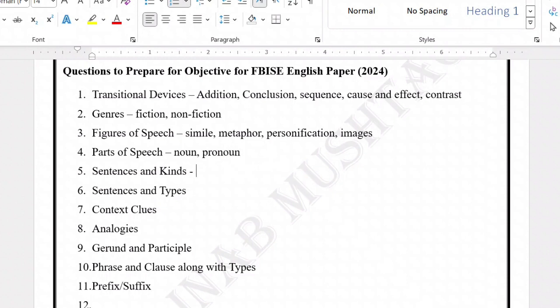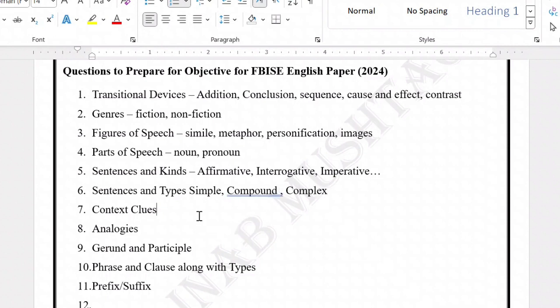Moving towards sentences and their kinds. What are the kinds of sentences? Affirmative sentence, interrogative, imperative, exclamatory. Okay, and what are the types of sentences? Simple, compound sentence, complex sentence.